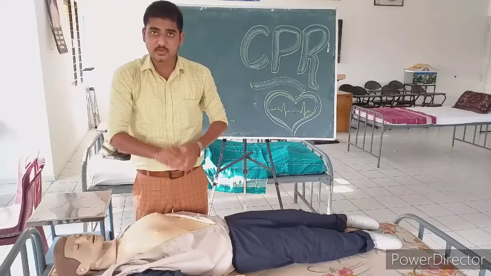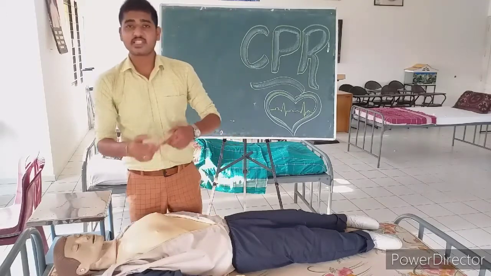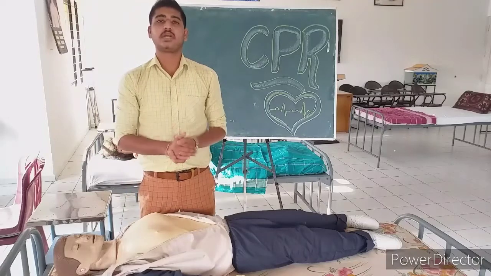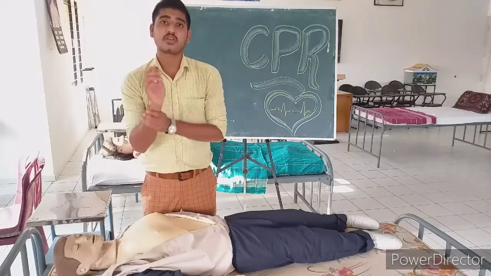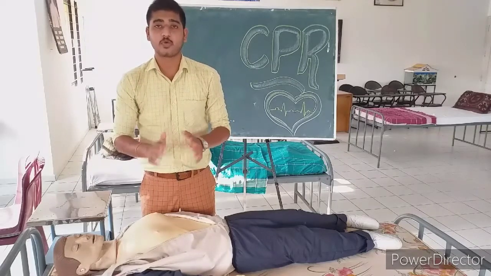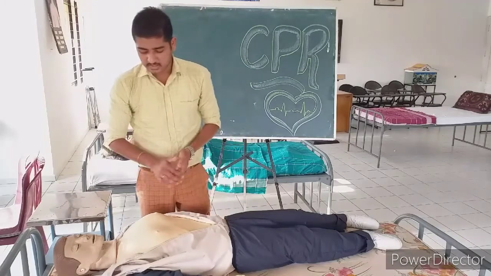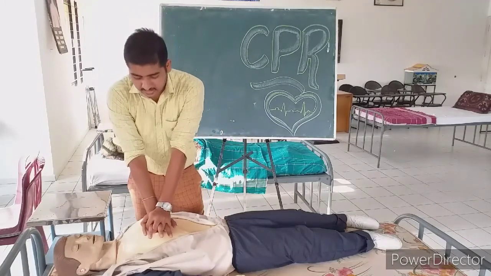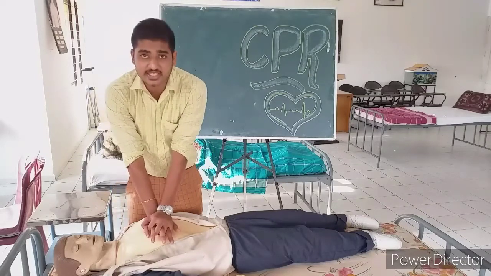And the depth of the compression must be 5 centimeters in case of an adult. If it is 1 or 2 centimeters, then it is not going to be effective. It is a complete waste. So you should make sure the rate and the depth are very important to be effective, to save the life of the person. So when you are giving the compressions, the rate is 100 to 120 per minute and the depth is 5 centimeters.